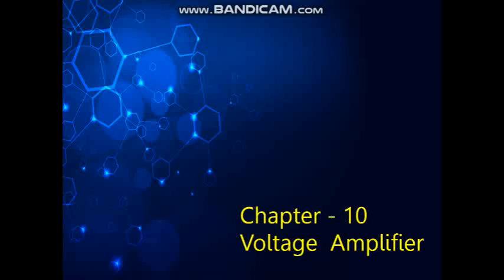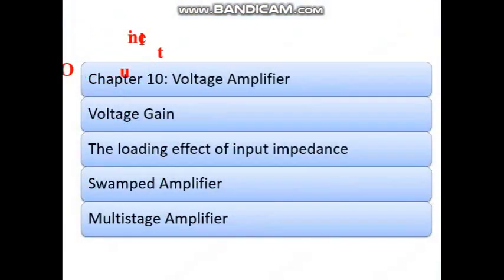Welcome everyone. In the previous lecture, chapter 9, we studied the T and pi models for the CE amplifier. Continuing our discussion, in this chapter we will learn how to calculate the voltage gain of the CE amplifier. So let's start. The outline for this chapter is: voltage amplifier, the voltage gain, loading effect of input impedance, swamped amplifier and multi-stage amplifier.